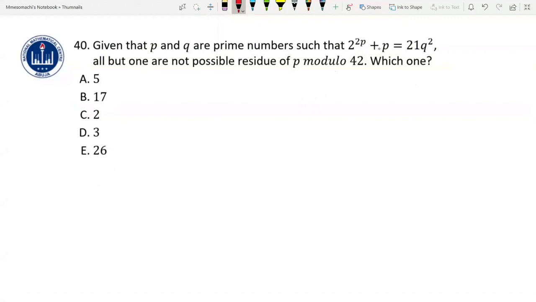So we'll be having a redo of problem 40 because I made a mistake in the earlier upload. It says all but one are not possible residues of P modulo 42. Actually, looking back at this question, we see that there's only one possible residue of P modulo 42. Let's try and get that. So we're looking for what P is congruent to mod 42.